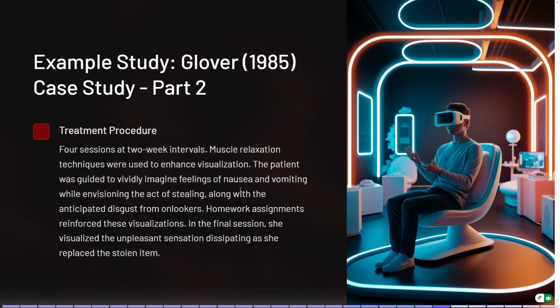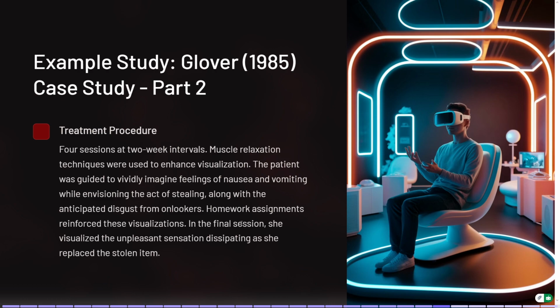Along with anticipated disgust from onlookers. So she's able to think of vomit when, for example, stealing. And then what does she think people around will think? Oh, the disgust people are going to show. So she was able to pair that with the behavior. She was trained to do that. That was what the therapy was about: training her how to pair those two things together. And then she was taught muscle relaxation as well.